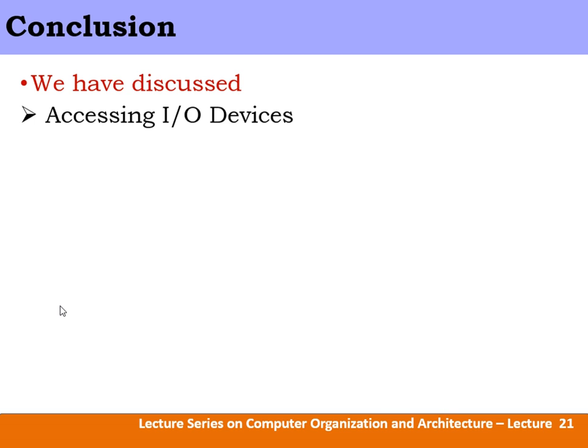Once the IO devices are connected to the bus, in between we have interface circuits which are going to identify the address, as well as store the data information. That is the address decoder, data and status register, as well as control circuitry. So this is regarding accessing an IO device.